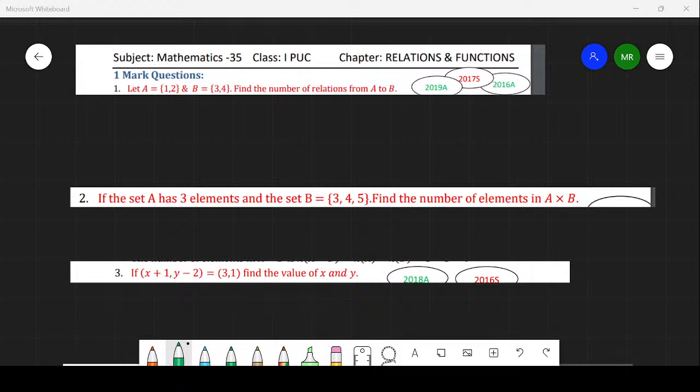Dear students, now I am going to explain relations and functions of first PUC. The topic is relations and functions of first PUC. This is the first PUC math revision class. I am going to explain.